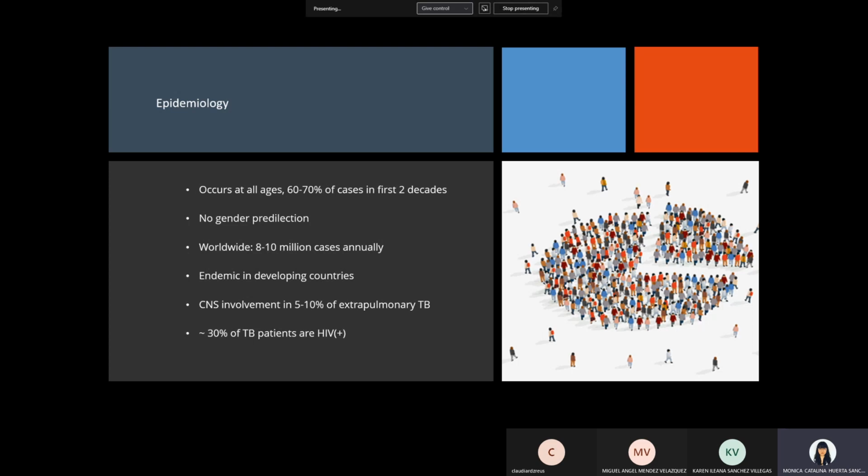This illness occurs at all ages. Mainly, however, in 60 to 70% of the cases, it appears in the first 2 decades of life. It has no gender predilection, and it affects worldwide 8 to 10 million cases annually. It is endemic in the developing countries. Nonetheless, it is re-emerging in the developed countries due to immigration from endemic areas, AIDS, and drug-resistant strains.